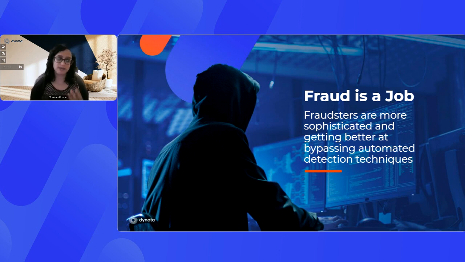So if you think of fraudsters as companies, just as you have revenue goals, so do they. And just as you need to innovate to survive, so do they. Because of that, fraudsters are getting smarter and more sophisticated to bypass our automated detection techniques. For example, fraudsters are more successfully masking their digital identities, which makes it harder for us to connect respondents to real world identities and establish that they are in fact unique users.